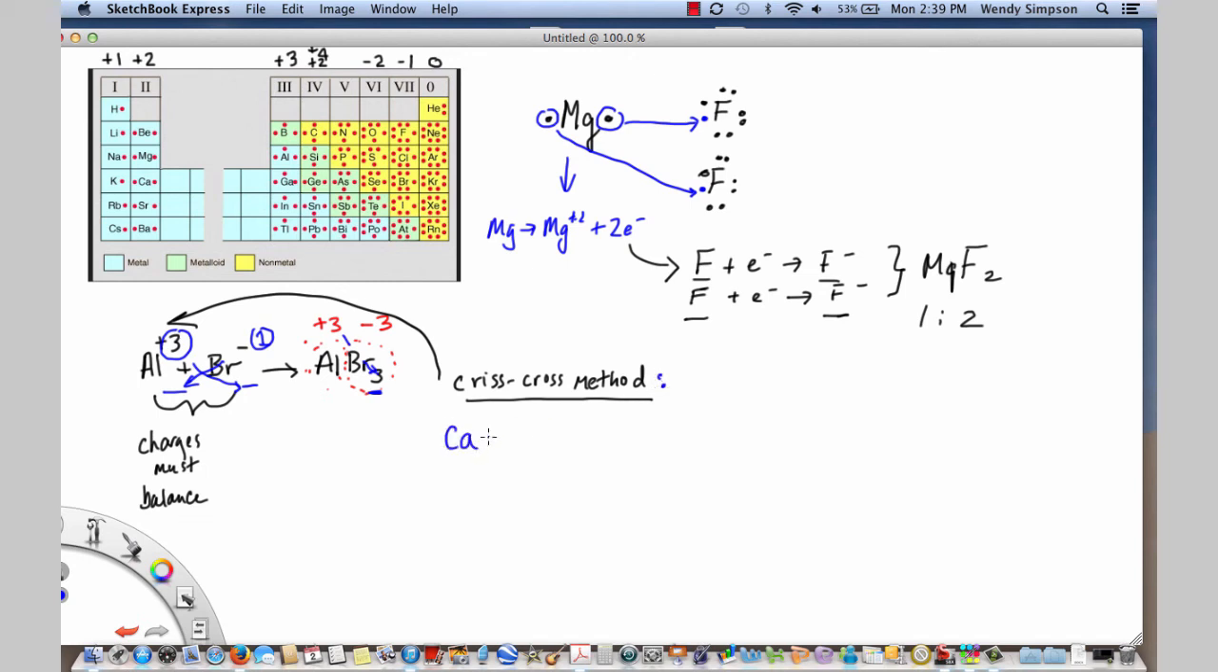Let's say we have calcium combining with oxygen. Calcium's charge would be plus 2 as an ion. Oxygen's charge would be minus 2. If we use the crisscross method, this 2 becomes the subscript over here. This 2 on the anion becomes the subscript over here. So we end up with Ca2O2. But since both of these subscripts are 2, we can simplify this and make this just CaO. In an ionic compound, the subscripts are at their lowest whole number ratios. So 2 and 2 would simplify down to 1 and 1. The name of the compound would be calcium oxide.